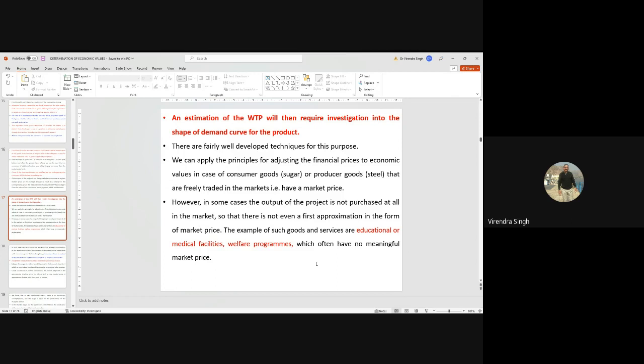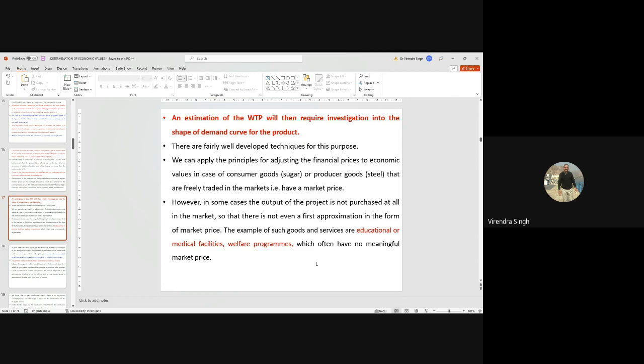However, in some cases, the output of the project is not purchased at all in the market, so that there is not even a first approximation in the form of a market price. For example, goods and services like educational or medical facilities or welfare programs often do not have any meaningful market price, in the absence of a market for these services or commodities.